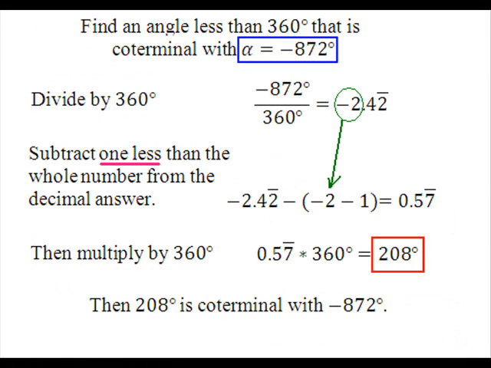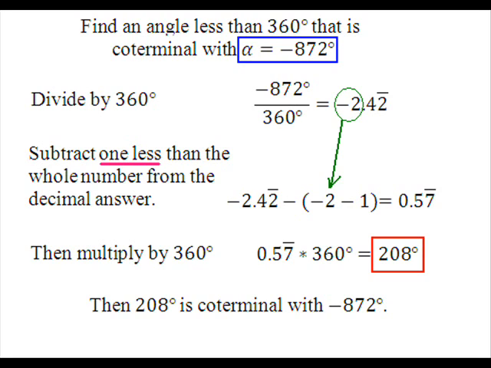Now let's try this with a negative angle. Find an angle less than 360 degrees that is coterminal with negative 872 degrees. Since the angle is negative, you have to approach the problem slightly differently. First step is the same, divide by 360 degrees. Here we get negative 2.42 repeating.